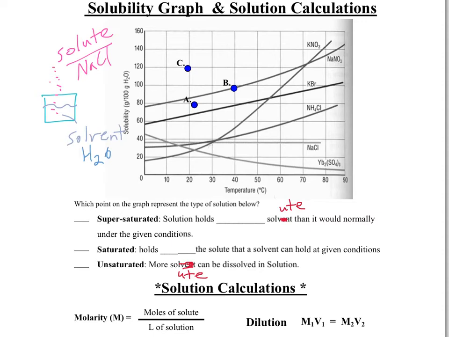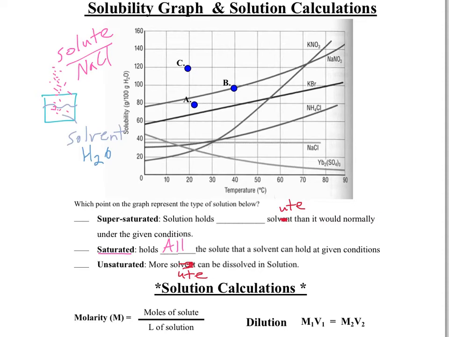For a saturated solution, I continue to add salt until I get to the max, or all the solute that a solvent can hold. So I've added salt and I've added salt until I can't mix any more salt in. That's whenever I'm at a saturated level.